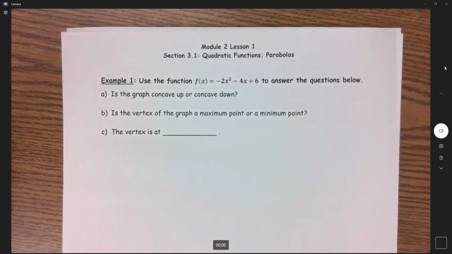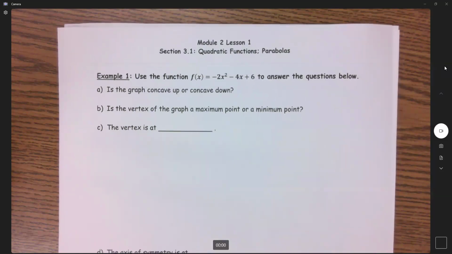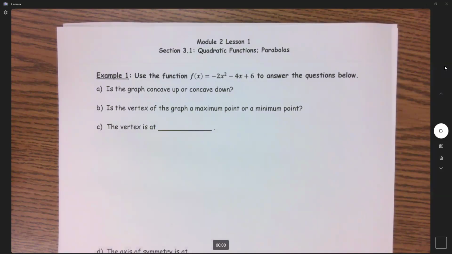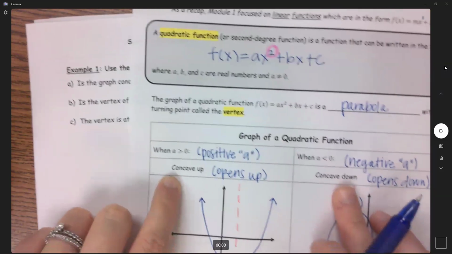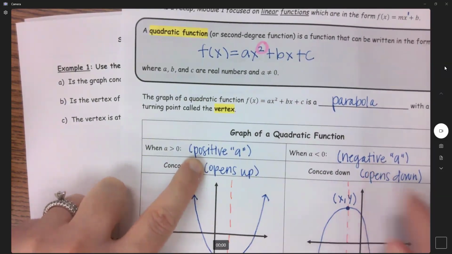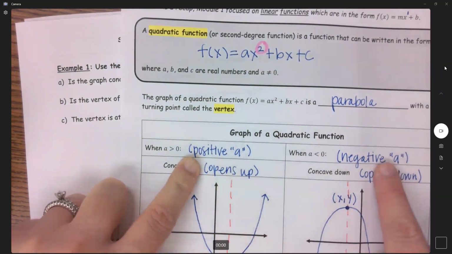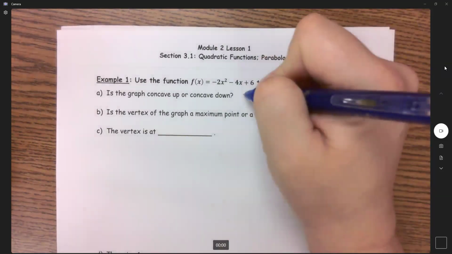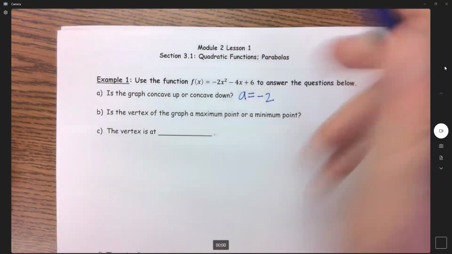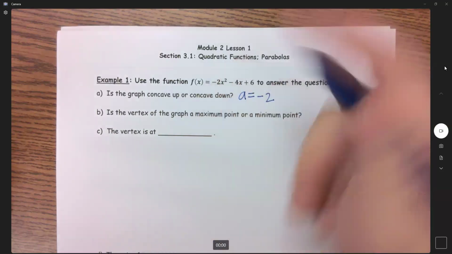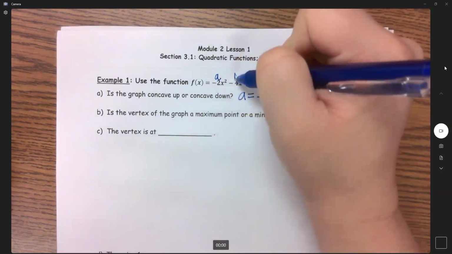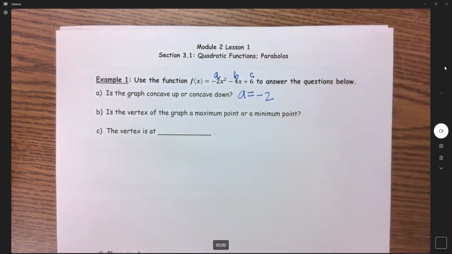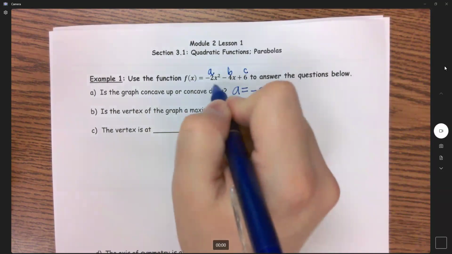Okay, so example 1 says use the function f of x equals negative 2x squared minus 4x plus 6 to answer the questions below. So first, is my graph concave up or concave down? We can tell by looking at our A. If A is positive, it's concave up. If A is negative, it's concave down. So here, what is my A? A equals negative 2. It's whatever is in front of your x squared. So this is my A, this is my B, this is my C. Because my A is negative, this is concave down.